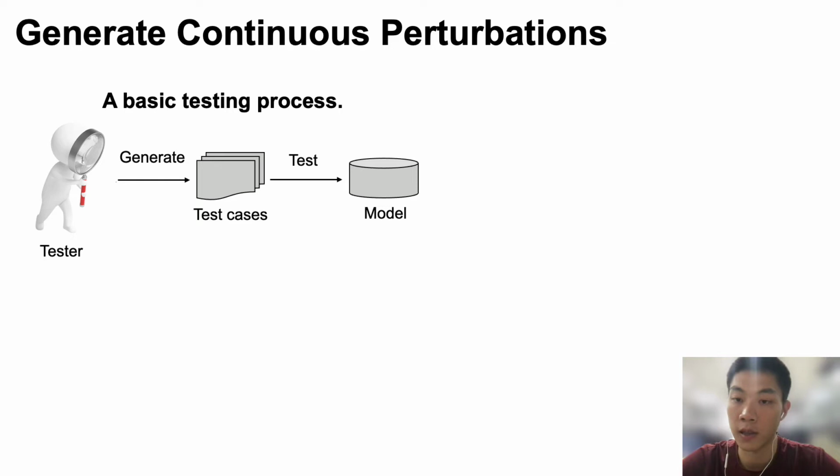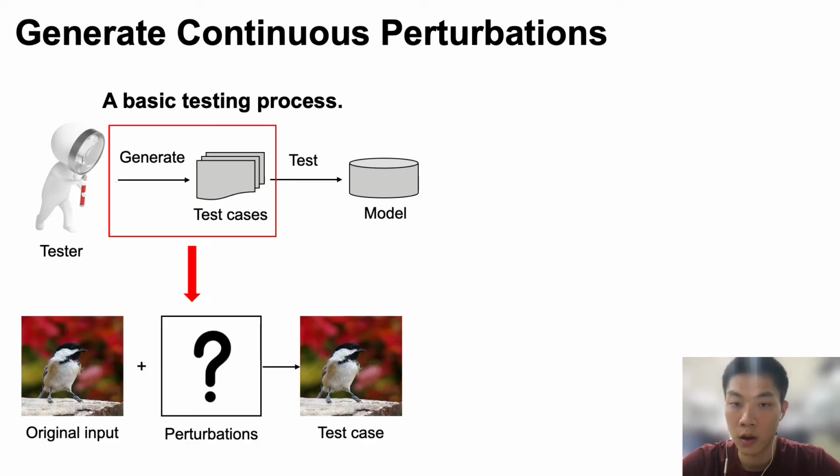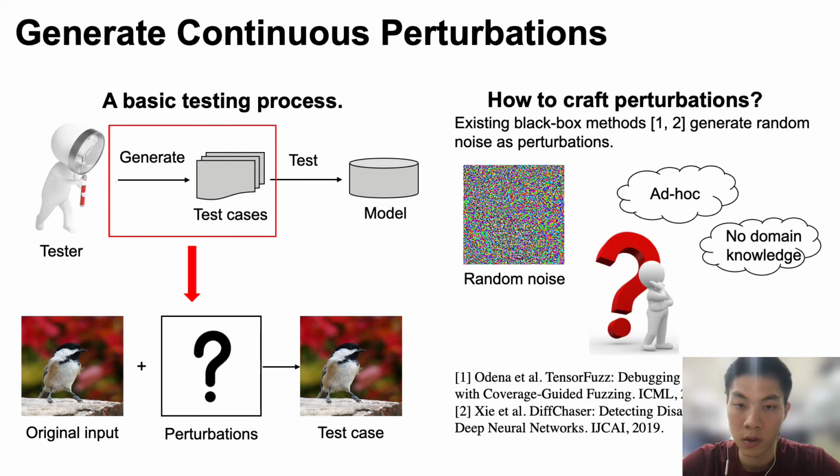Let's see a basic testing process. A tester generates many test cases to thoroughly test the CNN model. Here, how to generate test cases is the most important problem in a testing process. The essence of generating test cases is to add perturbations to the images. So, how to elaborately craft perturbations is the crux of existing work. However, existing black box methods generate random noise as perturbations, which restricts their efficiency in finding erroneous inputs.